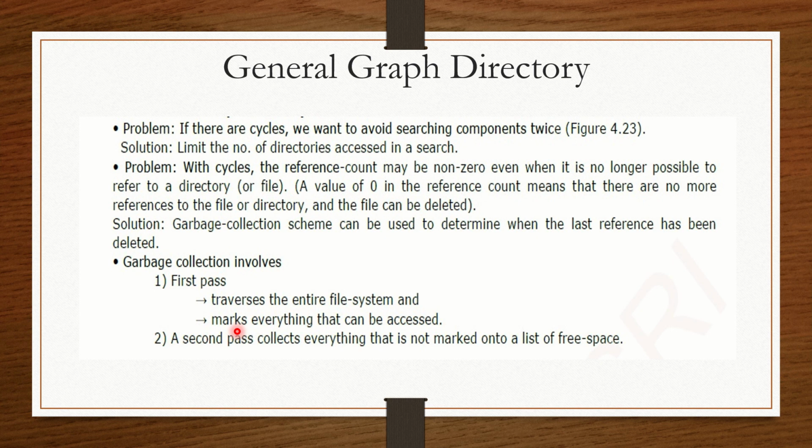It does this with two passes. In the first pass, it traverses the entire file system and marks everything that can be accessed. Whichever files can be accessed, it marks. In the second pass, it collects everything that is not marked onto a list of free space. Files in a cycle won't be marked, so those files are kept in a list of free space, or deleted if they are not needed or have not been used for so long, so that the space is saved.